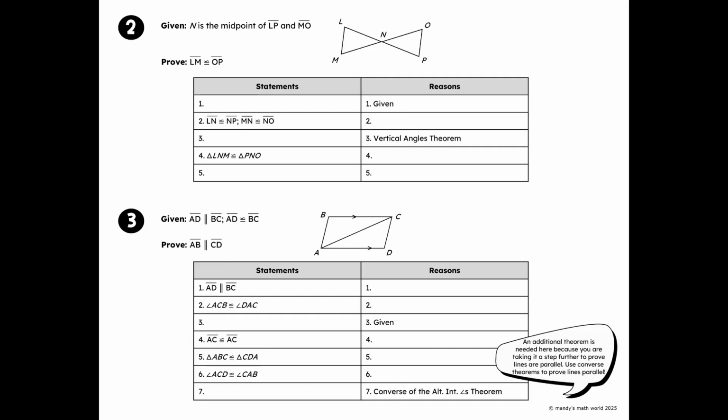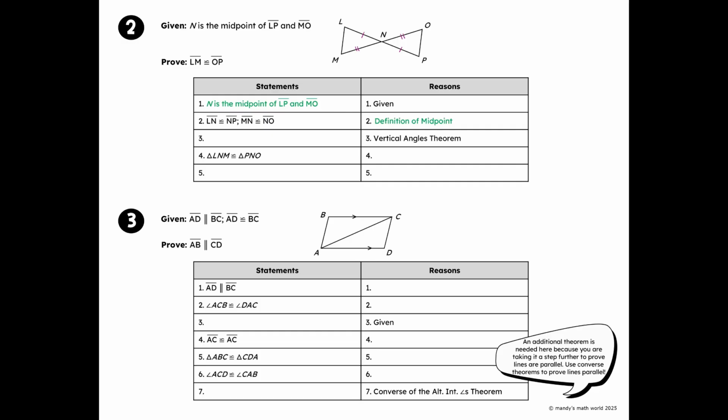So our first statement is what we're given. N is the midpoint of segment LP and segment MO. The statement for number 2 says that segment LN is congruent to segment NP and segment MN is congruent to segment NO. And I've drawn little tick marks on the figure to show that. What's our reason for that?